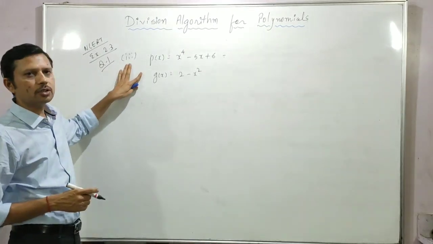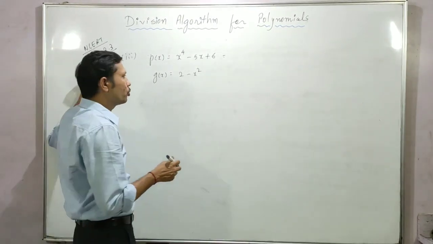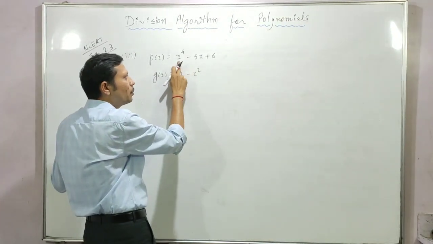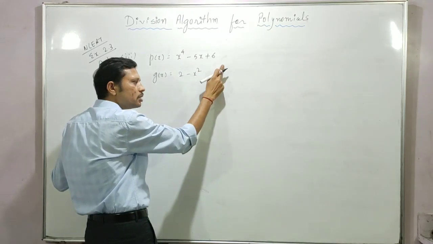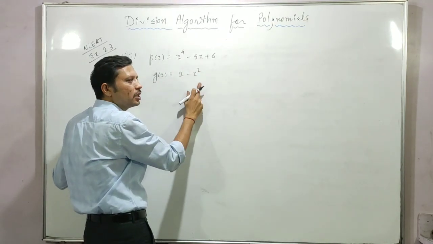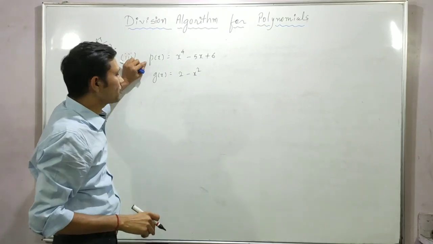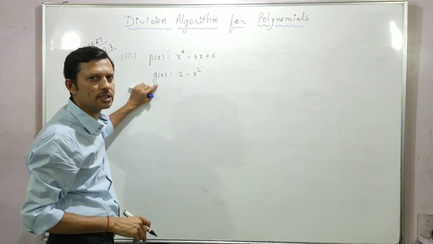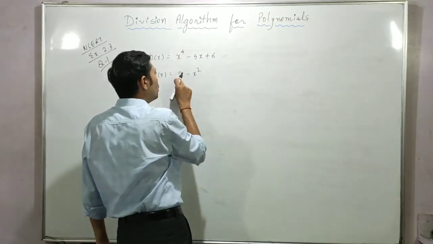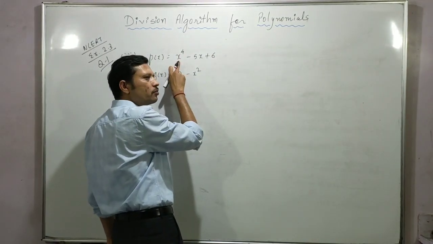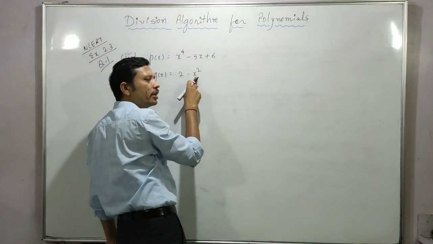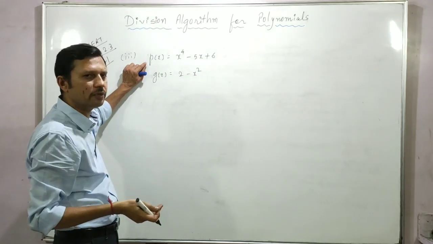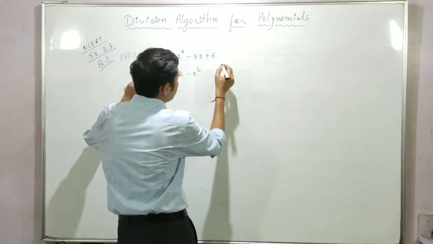Okay, Victor. Now we will take the third question from our question number 1. The polynomial p of x that is given to us is x to the power 4 minus 5x plus 6, and g of x is given as 2 minus x square. As per the discussion, we take p of x as the dividend and g of x as the divisor. Among these two polynomials, the higher degree we always take as the dividend, and the smaller degree as the divisor. In our question it's already mentioned that p of x is the dividend and g of x is the divisor.